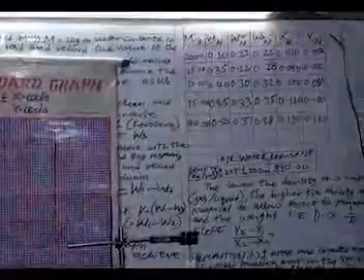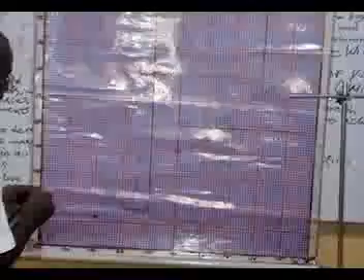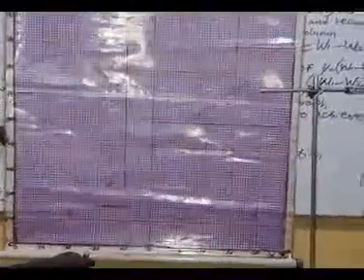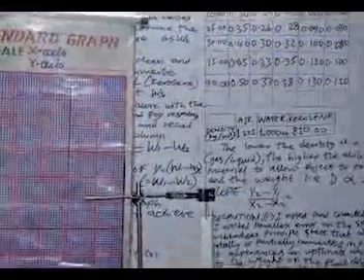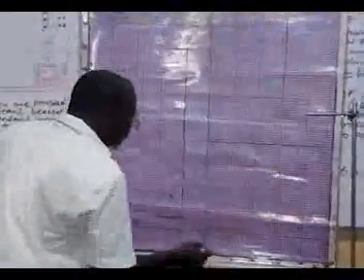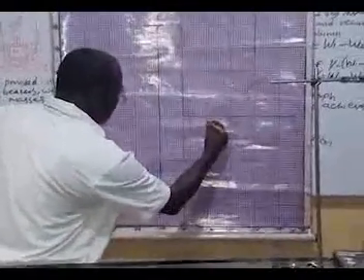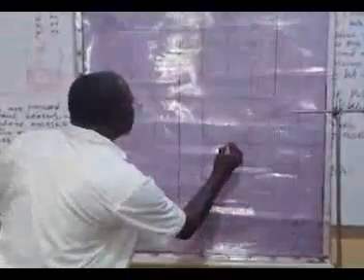Then the next value is 0.08 on the y-axis against 0.1. That one will be here. The next one is 0.1 on the y-axis against 0.12 on the horizontal axis. This is 0.1. This is 0.12.